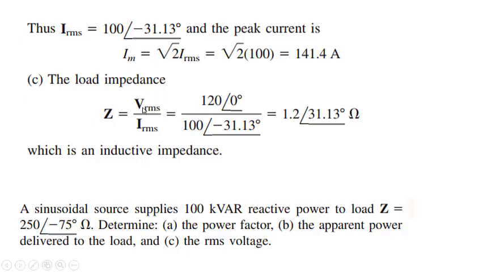Load impedance will be simple. That is V RMS divided by I RMS. V RMS is 120 at an angle of 0. This is I RMS. It comes out to be this, which is of an inductive nature because this comes out positive.